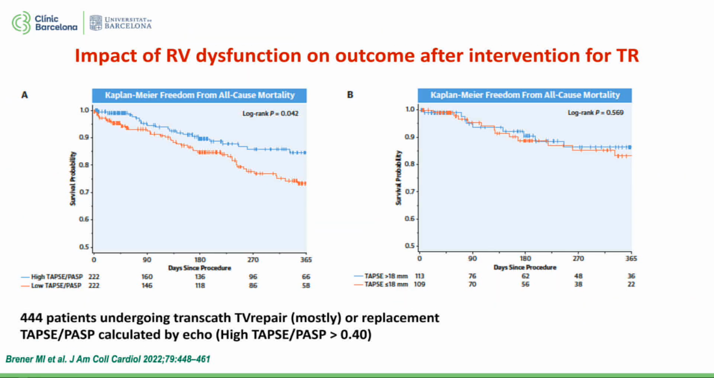Another interesting parameter that will be further developed is the ratio of TAPSE and pulmonary artery pressure estimation. This is a surrogate for the coupling of the right ventricle, so the relationship between right ventricular contractility and the pressure in the pulmonary artery, and it seems that this could be a good parameter, less load dependent than ejection fraction or other surrogates of myocardial contractility that we currently use.